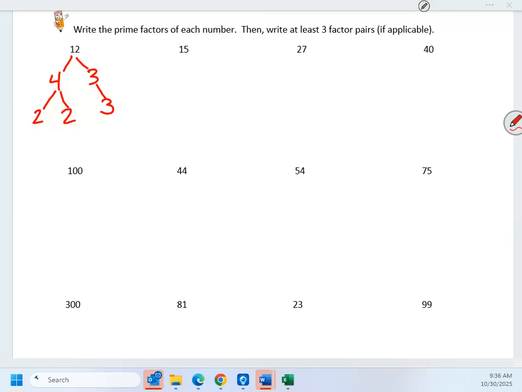Now my prime factorization, what do I multiply together to get to 12? It's all the primes on the bottom layer of my factor tree. 2, I can't break down anymore, it's a prime number. Okay, I just break it down to my primes. So 2 times 2 times 3 equals 12. 2 times 2 is 4, 4 times 3 is 12. So that is my prime factorization for 12. All the primes at the bottom of the tree, I multiplied them all together to get back up to that original number. Now it says write at least 3 factor pairs if applicable.